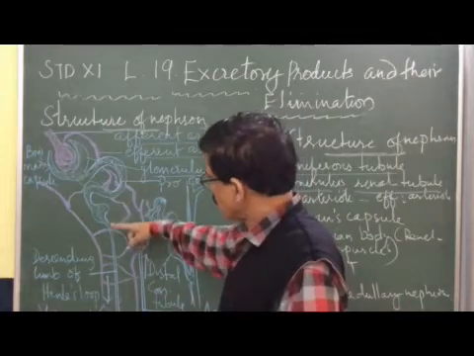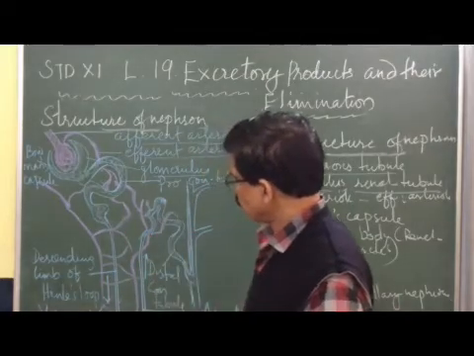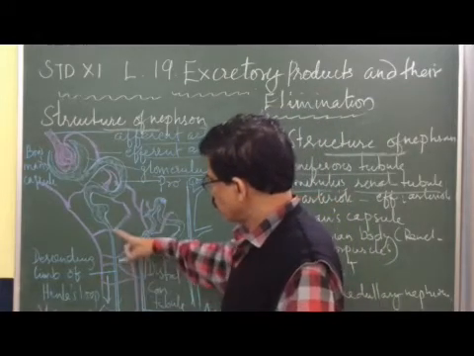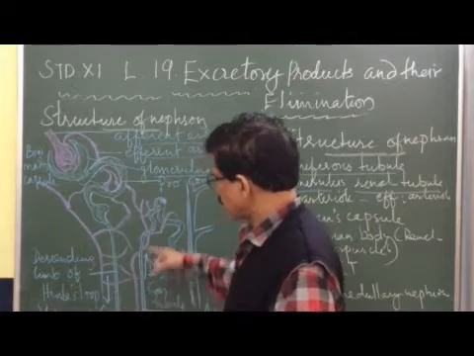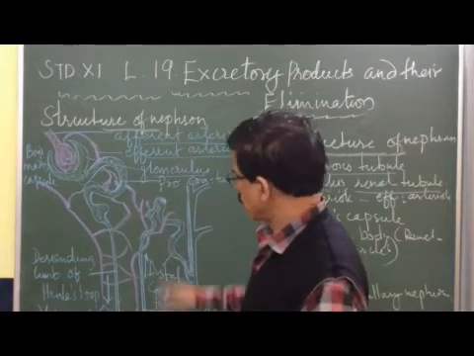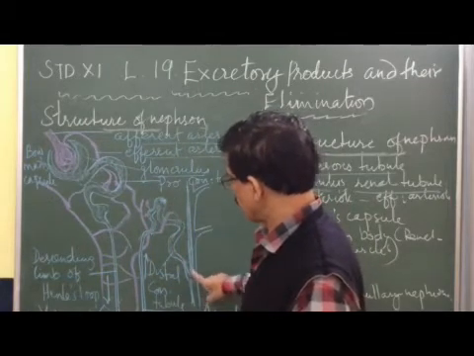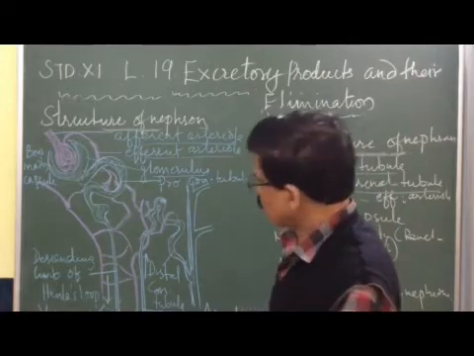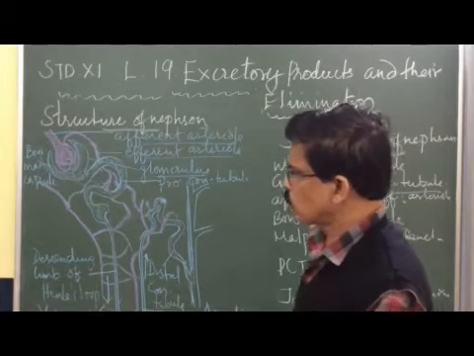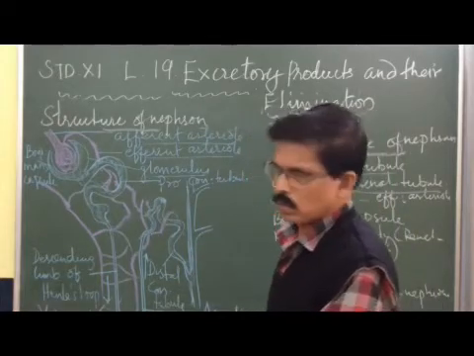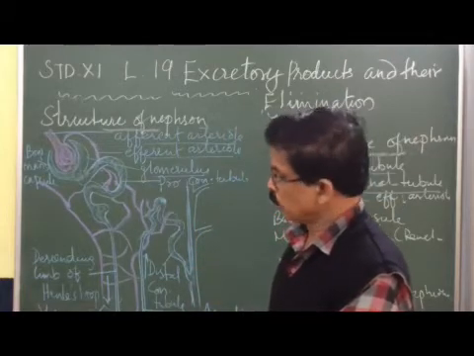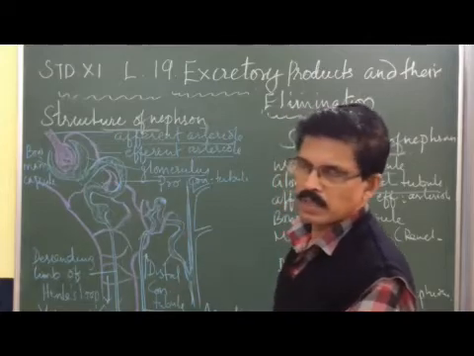After the Bowman's capsule, the renal tubule forms the first round of coiling called the proximal convoluted tubule or PCT. Now the proximal convoluted tubule comes down and forms the Henle's loop. Henle's loop has two limbs, descending limb and ascending limb. Now the Henle's loop again forms the second coiling called the distal convoluted tubule before joining the collecting duct. The collecting duct receives the distal convoluted tubules of around 10 lakhs of nephrons, and all the collecting ducts together form the ureter, and they come out of the kidney.